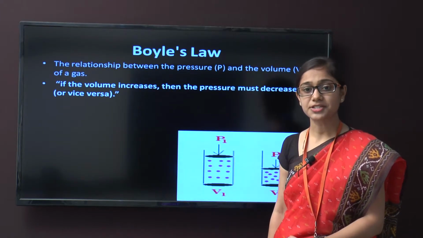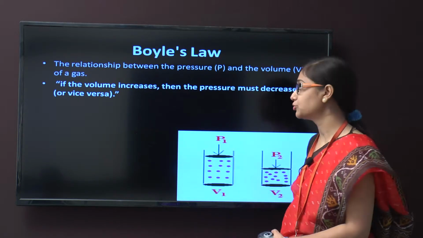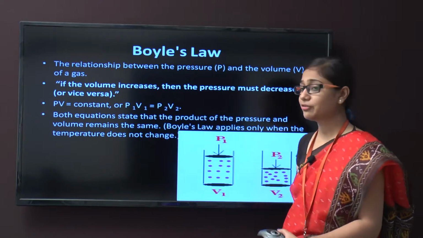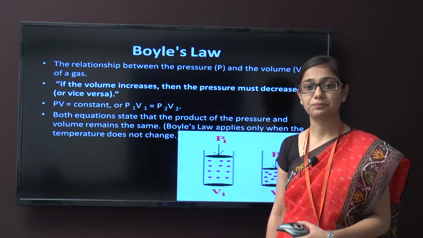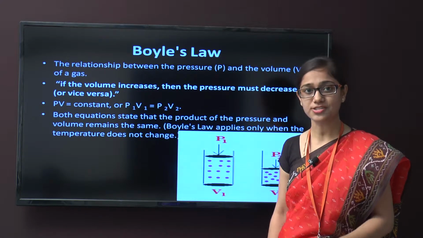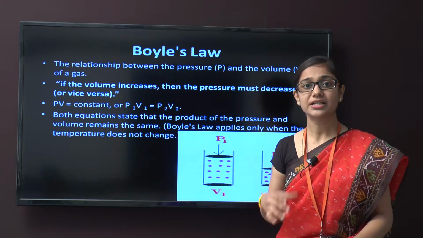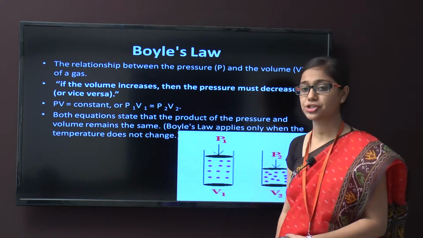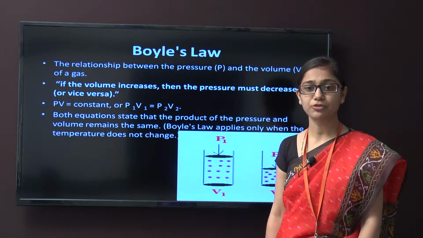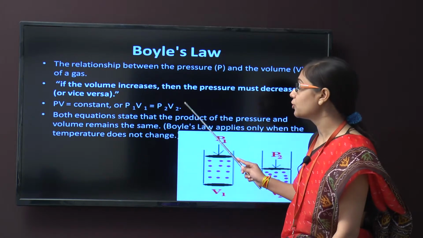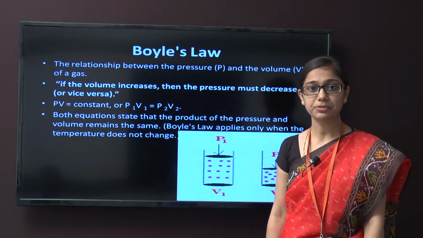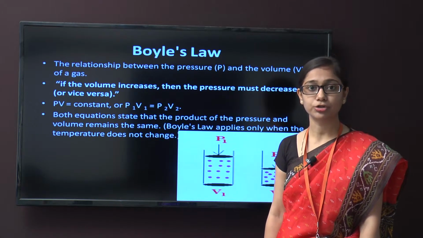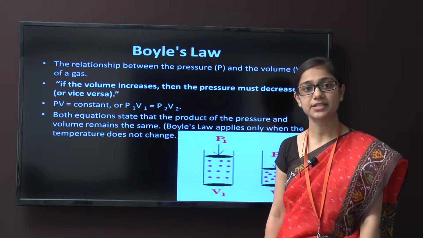First of all, to understand the mechanism of breathing, we have to know Boyle's law. Boyle's law: if volume increases, the pressure must decrease at constant temperature. Boyle's law gives the relationship between pressure and volume: PV is equal to constant, P1 V1 is equal to P2 V2. Both equations state that the product of pressure and volume remains the same.